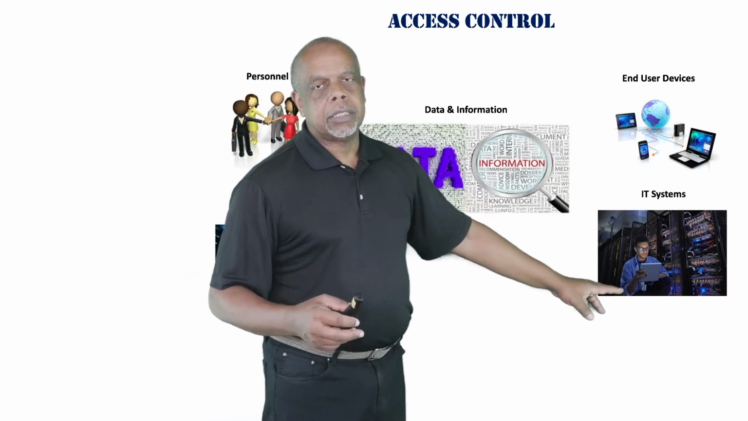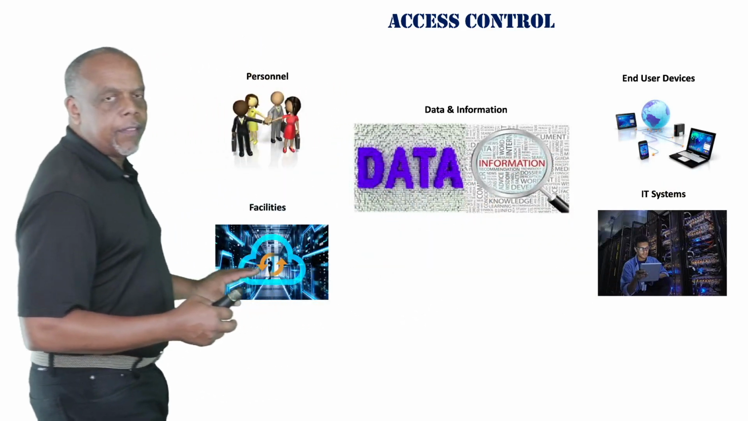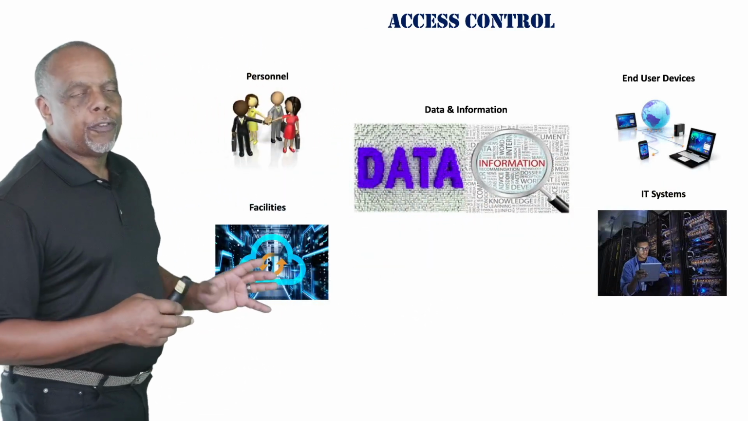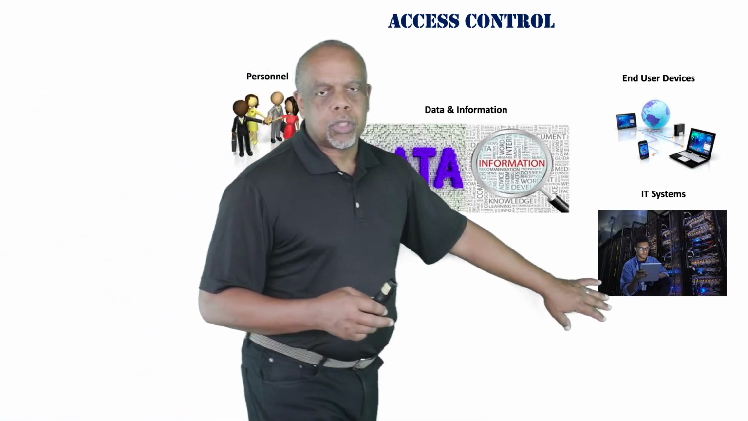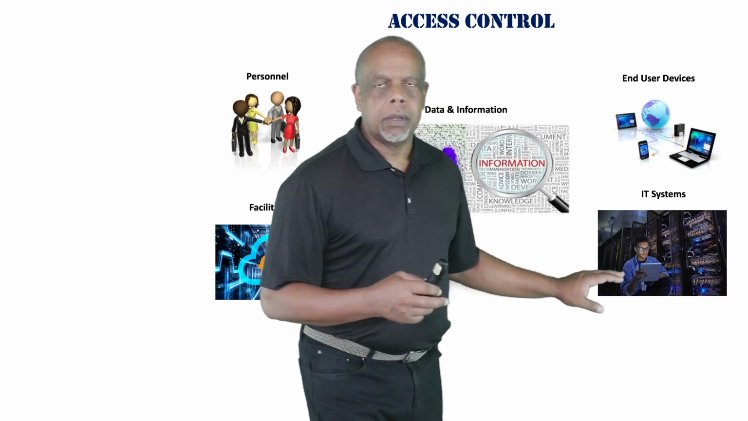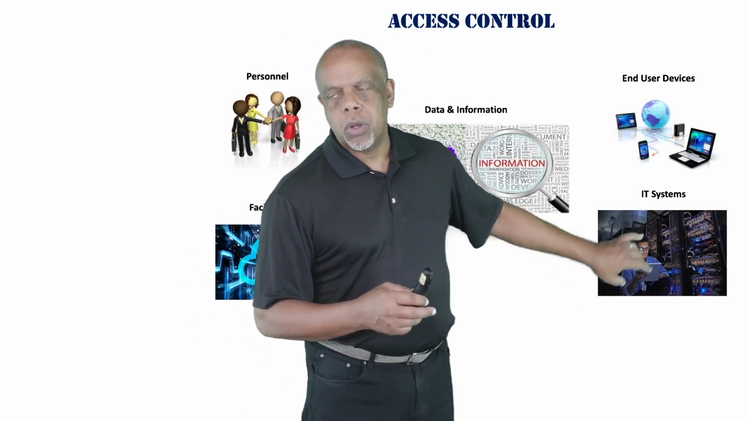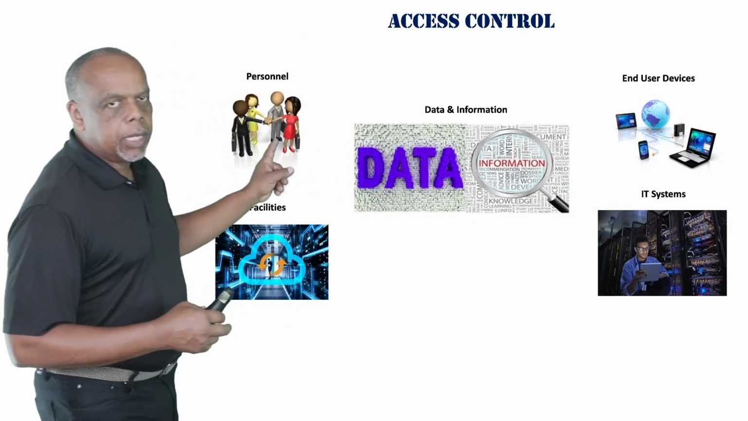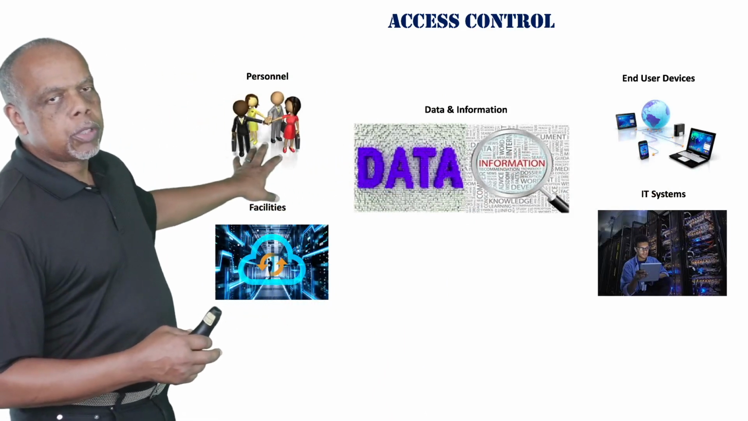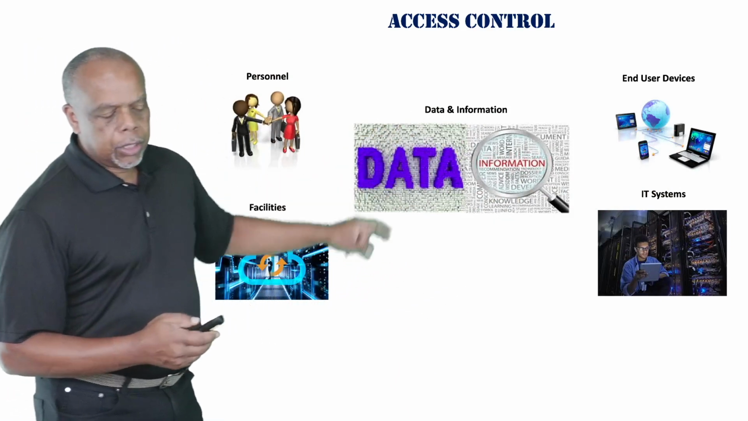We've got IT systems and personnel, and we have to have access control to facilities. So there's a physical aspect to access control. There's a privileged user aspect to access control. We can be concerned about the end user devices, and really here, from an insider threat, it's personnel. How do we control access to our information?